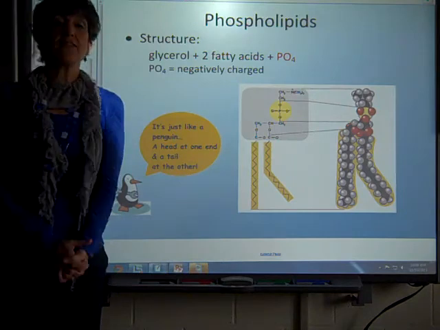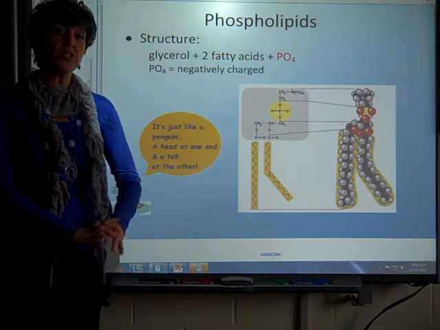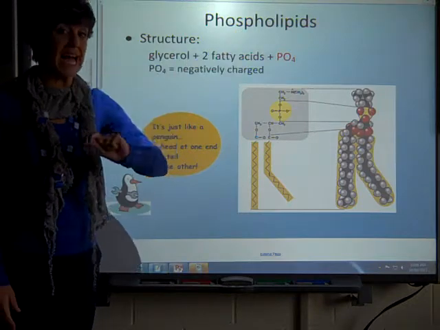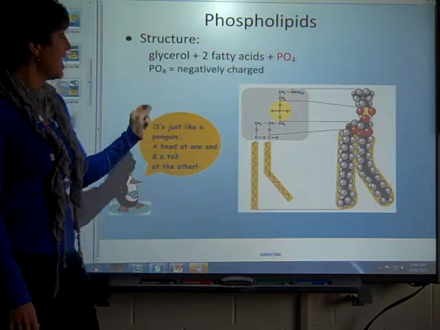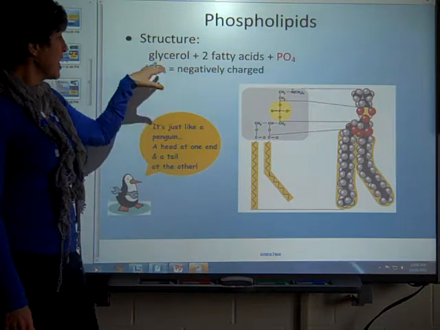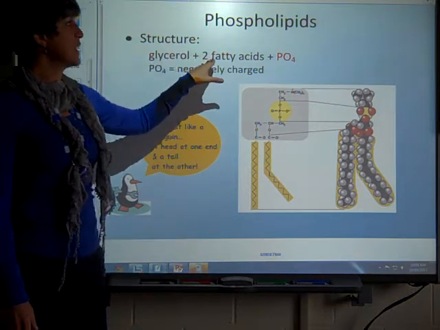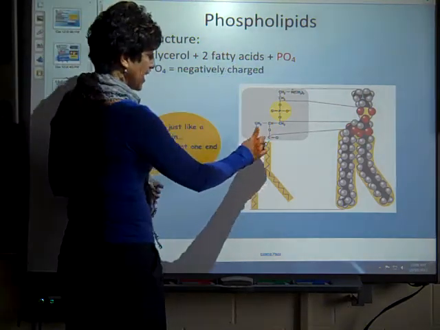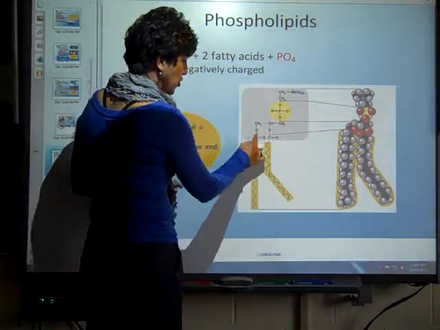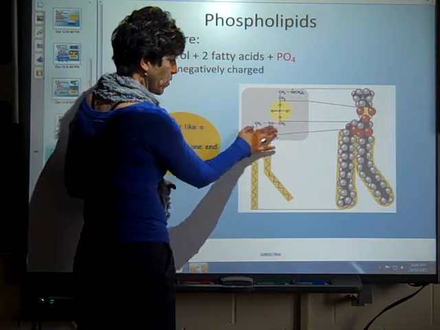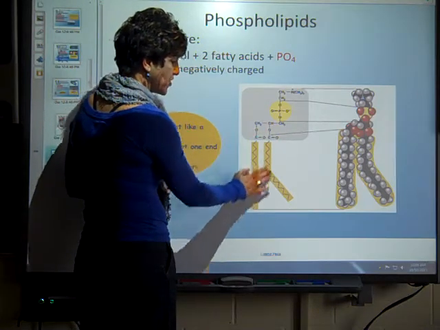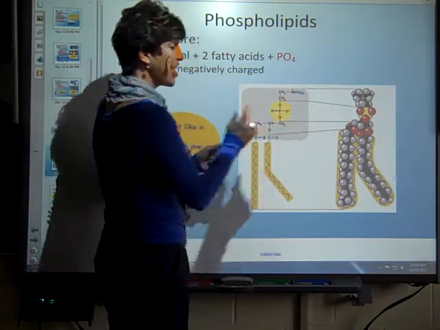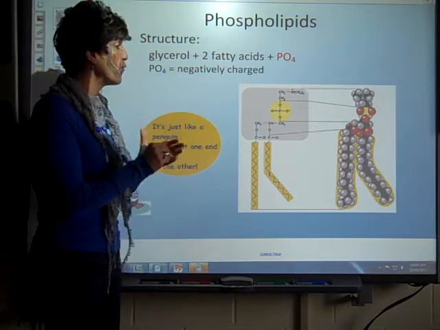All right, one of the most important lipids that we will study all year are phospholipids because they make up cell membranes. Every cell has phospholipids in it. This time it's a glycerol, but only 2 fatty acid chains and a phosphate group. So here is our glycerol. 2 of the OHs went to form that ester linkage, so we have 2 fatty acid chains. The 3rd OH attached a phosphate group, PO4.